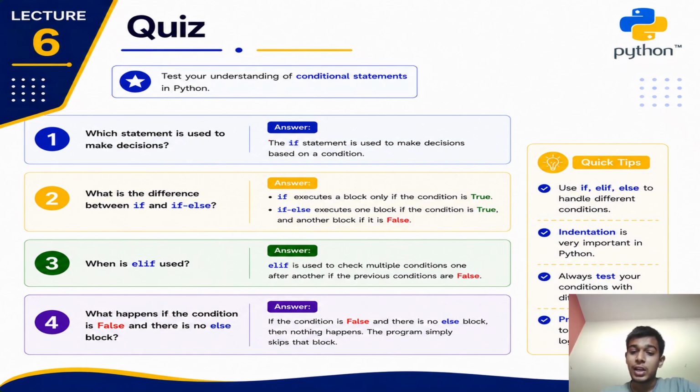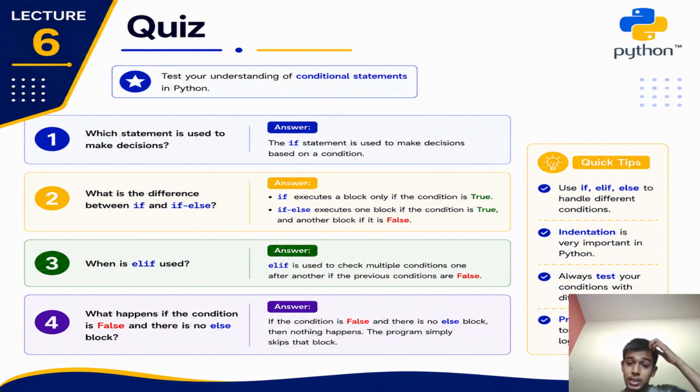The if statement checks a condition. If the condition is true, the code inside the if block runs. Otherwise, Python skips the block of code. The second question is, what is the difference between if and if-else? This is an important question. An if statement executes a block of code only when the condition is true. If the condition is false, nothing happens.